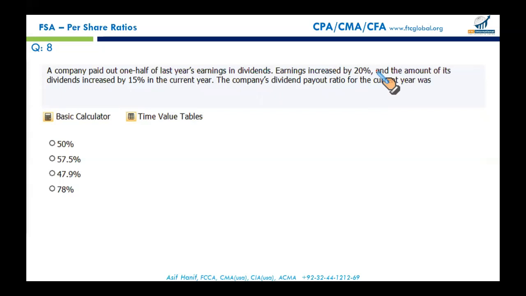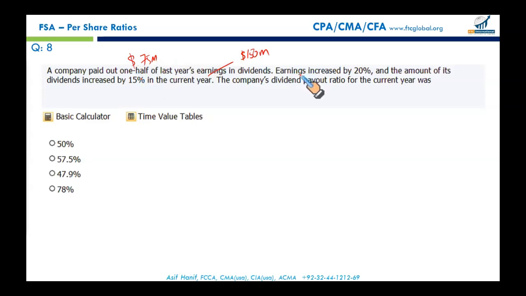Any number would do. Shouldn't be in points though. Let's assume a company paid 1/2 of its last year's earning in dividend. Let's say last year earning is $150 million. That's just the number that came to my mind. $150 million was earning last year, and 1/2 of it was paid as dividend. That means $75 million was paid as dividends, right? That's the starting point.